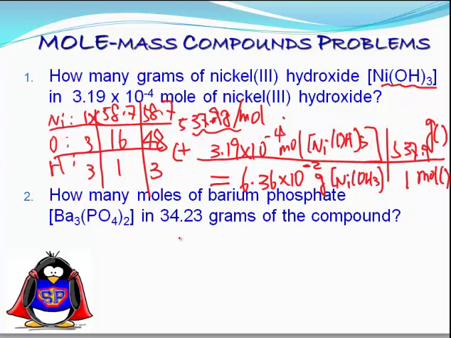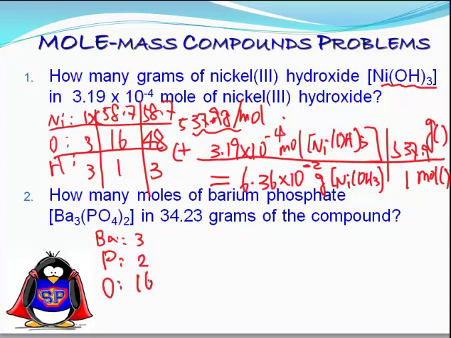Now let's take a look at the second question. It's how many moles of barium phosphate, with this formula, in 34.23 grams of the compound. You will have the same approach because you know you have to have the molar mass. So for Ba, how many do you have? 3. And P, how many do we have? 2.